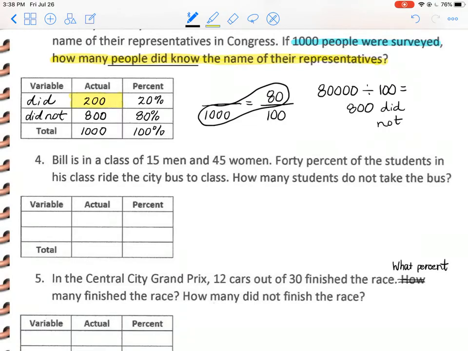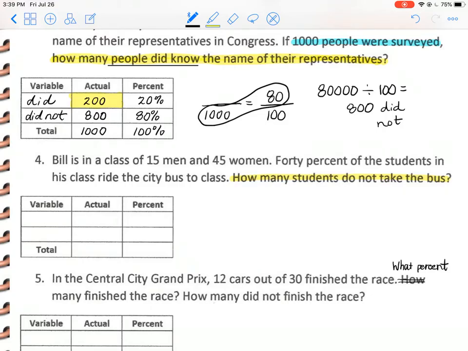We are on page 38 at problem number 4. Bill is in a class of 15 men and 45 women. 40% of the students in his class ride the city bus to class. How many students do not take the bus? And be oh so careful here.